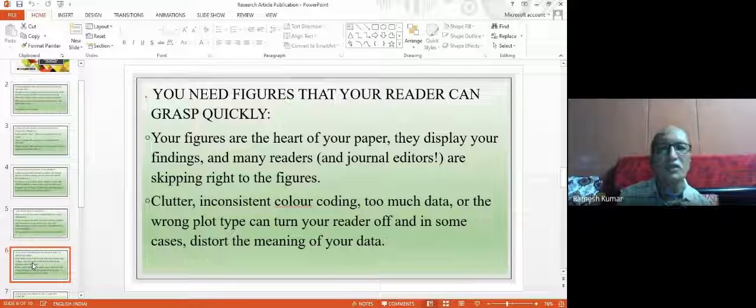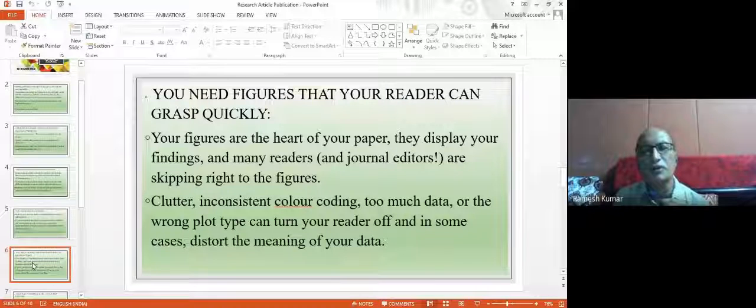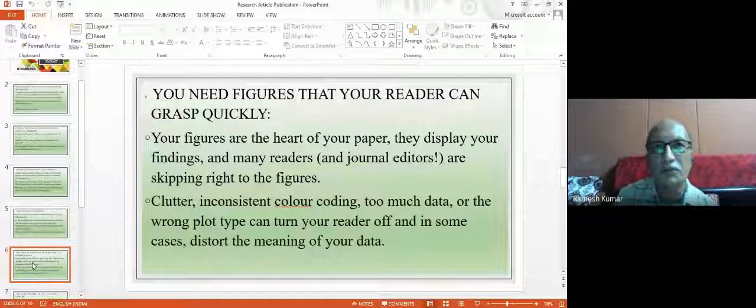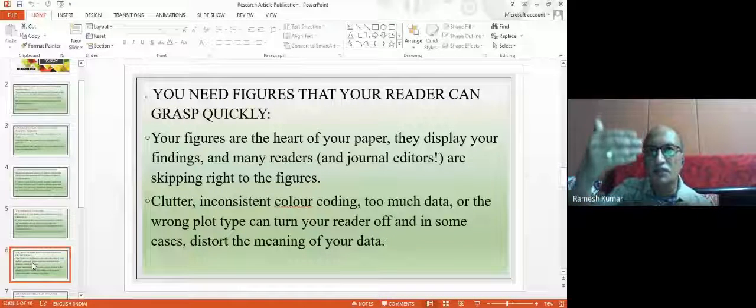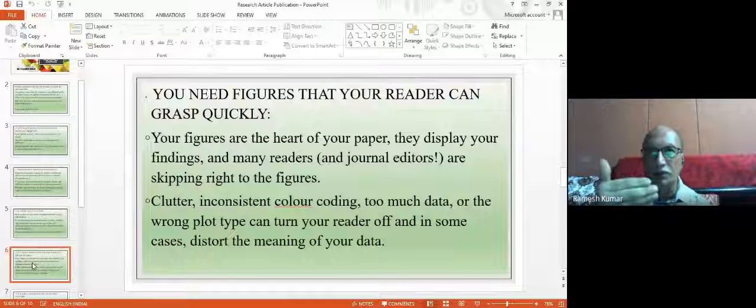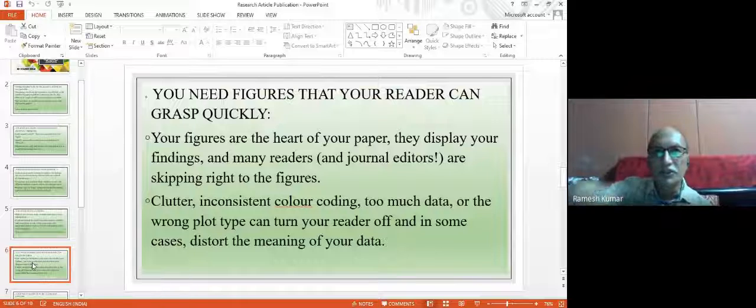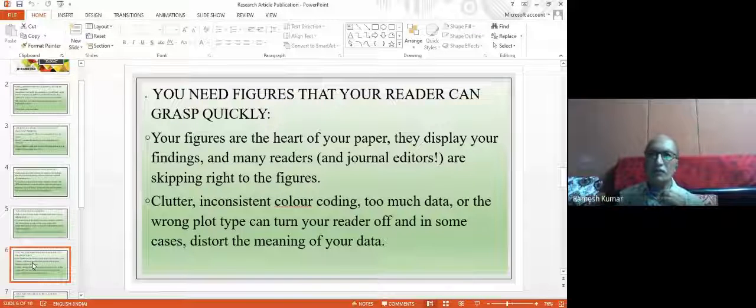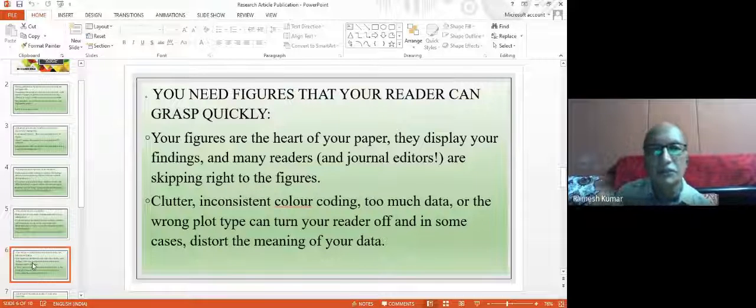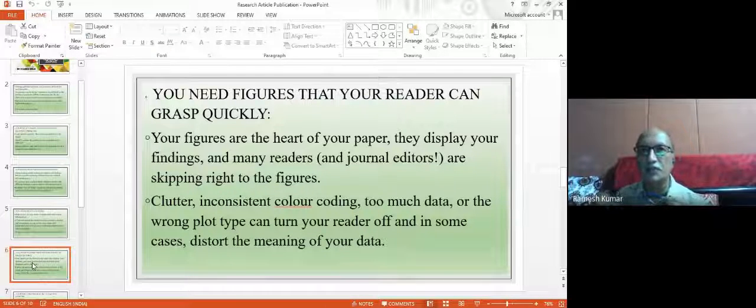So, cluttering, inconsistent color coding used unnecessarily. Some people use color coding and put too much data into it, and most of the times the plot changes. You start talking about something in your problem, and suddenly in the next sentence the continuity is lost. You don't have the continuity for the problem. That's why in the previous slide I said it should be something like storytelling.